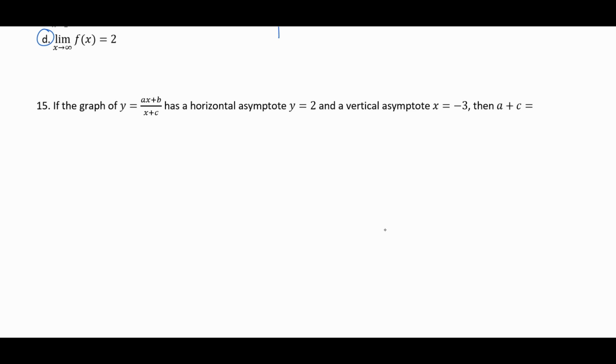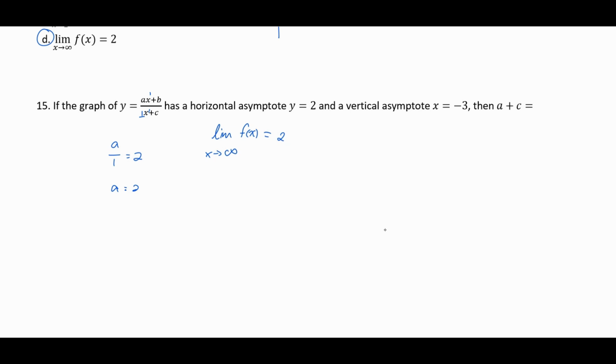Okay, so let's take this horizontal asymptote first. When we're looking at horizontal asymptotes, we're looking at limits of our function as x approaches infinity or negative infinity. So we're looking at these exponents. These exponents are the exact same. All right, we also know that this coefficient is 1. So a over 1 must be 2 because we're saying this horizontal asymptote is 2. So what is a? Well, a now has to be 2. 2 divided by 1 gives us 2.